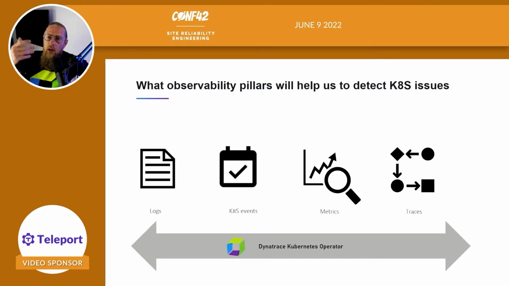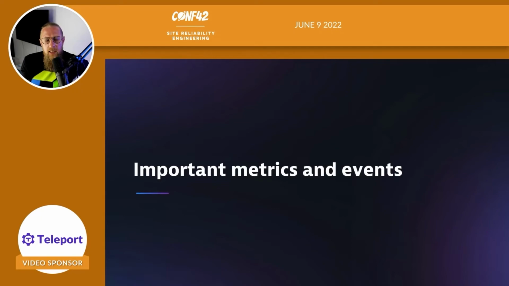Of course, in observability, there are plenty of pillars. You have logs, traces, metrics, Kubernetes events is also one of the pillars, and then you can add profiling and others. But here, in our particular case, because it's pretty much related to an infrastructure topic, we will focus on metrics and Kubernetes events. So let's have a look at those metrics and events that make sense for us.